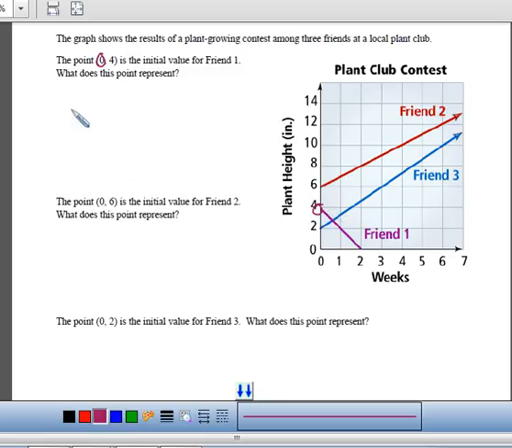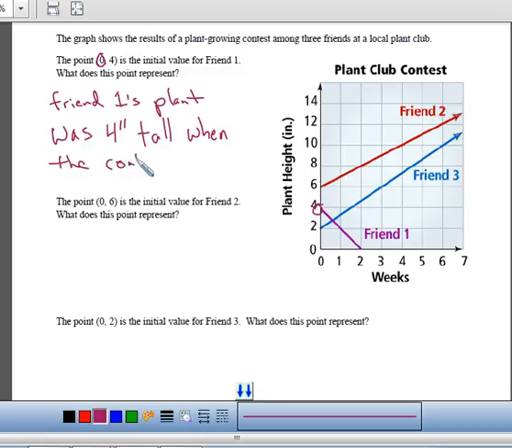So what that means is friend 1's plant was 4 inches tall when the contest began. Alright, so the plant didn't start as a seed, it didn't start at 0, it started at 4 inches tall.